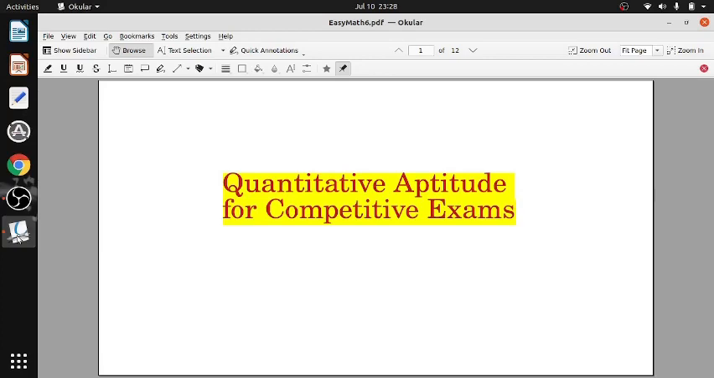Welcome to another session of Quantitative Aptitude for Competitive Examinations. In this, we shall be considering certain typical problems related to factors, multiples, reciprocals, and very fundamental concepts of numbers. So essentially, these questions could also be in numerical aptitude.